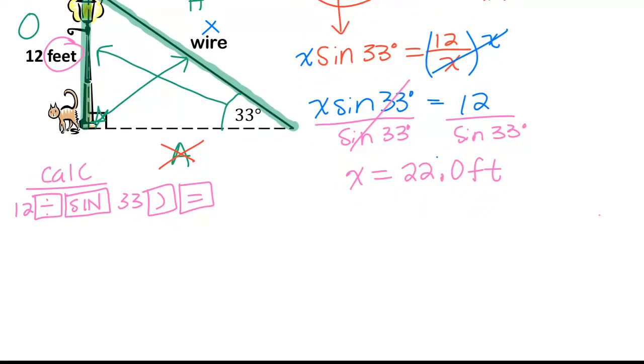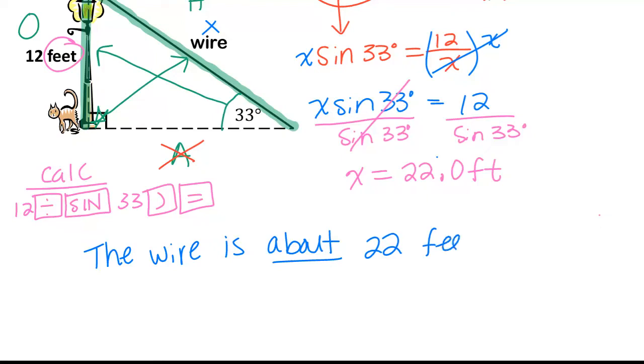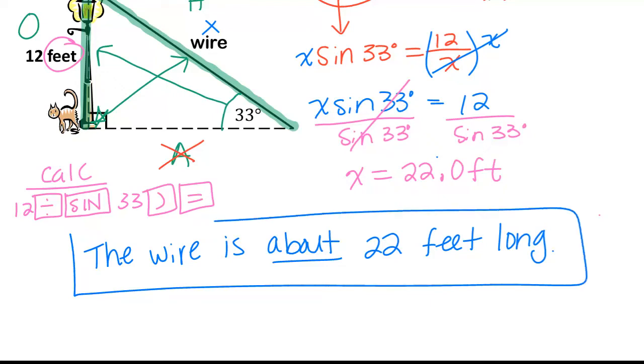We say the length of the wire is about 22 feet long, or you can say the wire is about 22 feet long, okay? So the wire is about 22 feet long, period. Notice I use the word about because we don't know for sure. Well, it's an estimate. We rounded our answer, so we always want to use the word about 22 feet long.